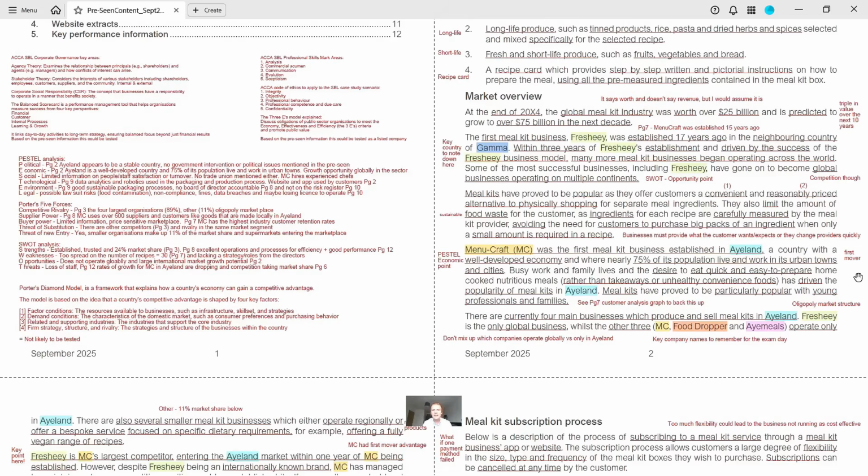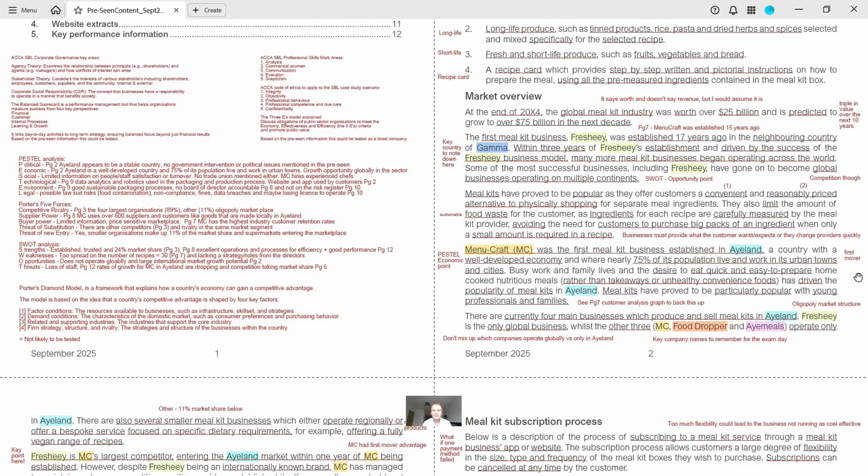And as you can see on there, some of the most successful businesses, including Freshly, have gone on to become global businesses operating on multiple continents. So that is what MenuCraft currently don't do. But you can see in my notes, that is a big competitor, high competition, but is also, from a SWOT analysis point of view, a key opportunity.